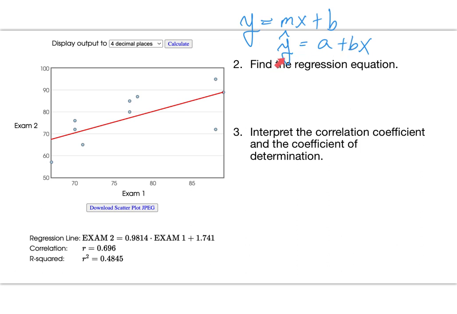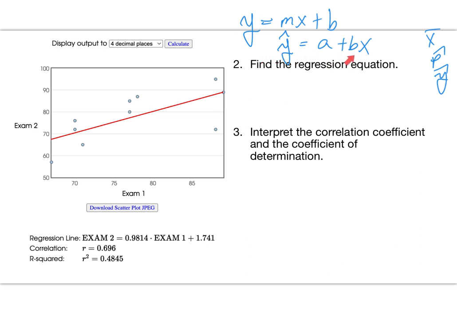And I'm writing y hat. The reason why is this line predicts values. It doesn't give the actual values. So because it's a predictor, much like the other ones we've had, x bar, p hat, y hat, they're all predicting what's going on. x bar predicts mu, p hat predicts p, y hat predicts y.